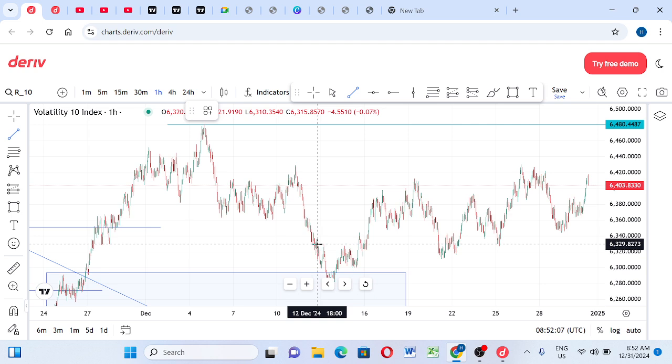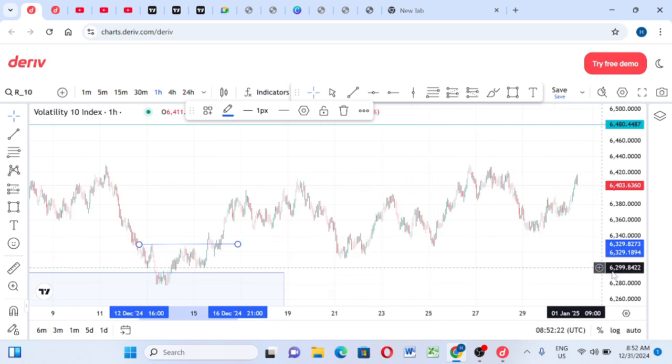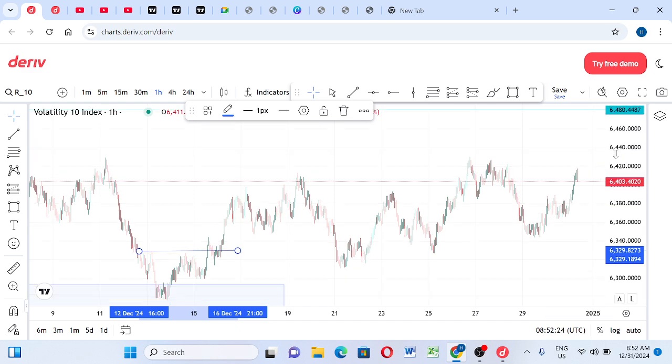Now, what do you see? You see that after reacting from this point here, if you caught this entry to the upside, very fine. But if you didn't catch that, there were other smaller time frames to catch here. But then if you didn't catch those smaller time frames, this is the major one you see. So what would you have done?